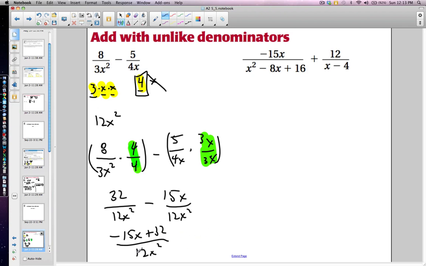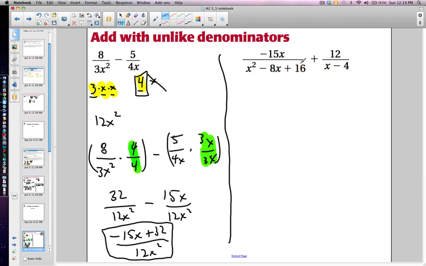Now, I would still want to see, is there something I can factor? Like, for instance, if I could factor a 3 out of each of these, I could cancel it with the 3 that's part of the 12, but 32 doesn't have a factor of 3. So that's not going to work out. Okay, so sometimes once you've done the addition, or in this case subtraction, you end up with something that can be simplified. Okay, you always want to check for that.